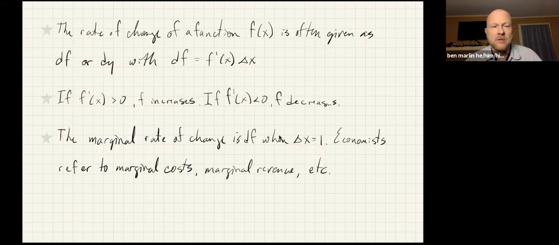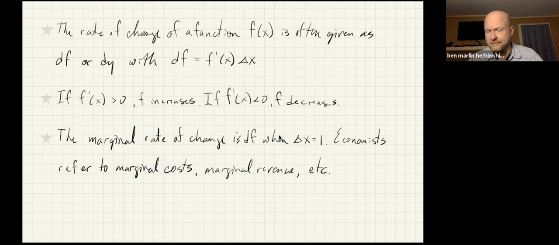So if you make reference, as in the next example, how much does it cost to produce the 2001st bagel? Then that means you have to be dealing with the slope of the tangent line, not where x is 2001, but where x is equal to 2000, because at x equals 2000, you'll be increasing by 1.